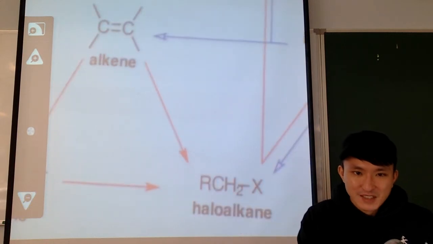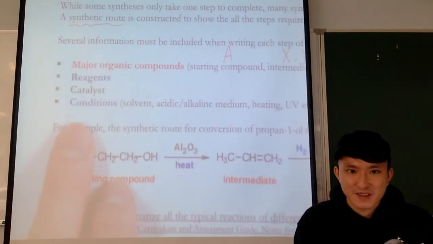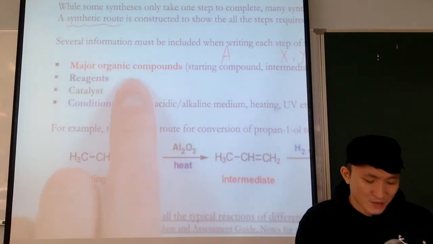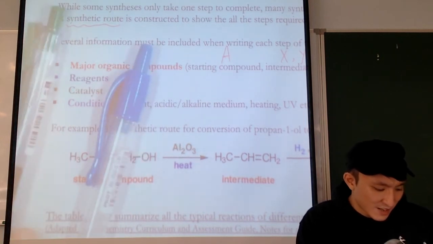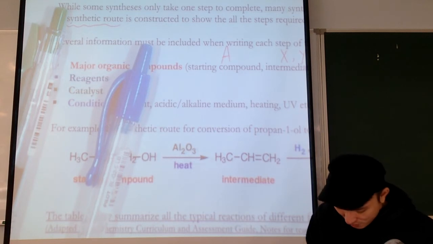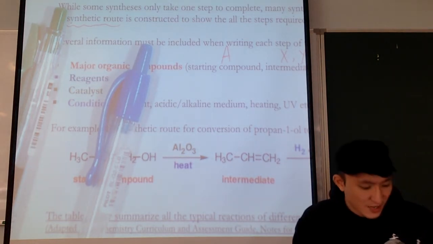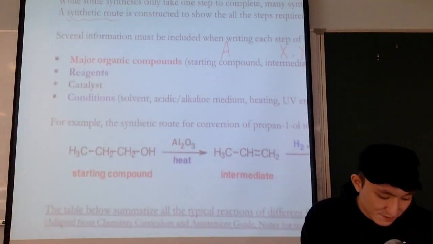So I will try to follow the color scheme from here. Red will be the compound, so I don't have to use red for it. Reagent, I will use blue. Catalyst, I will use green. Condition, I will use purple. Do I have a purple? I don't have a purple. So for condition, I will use red then. So I will use different colors.